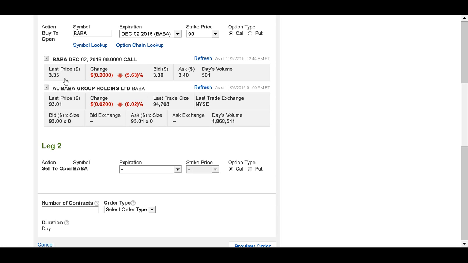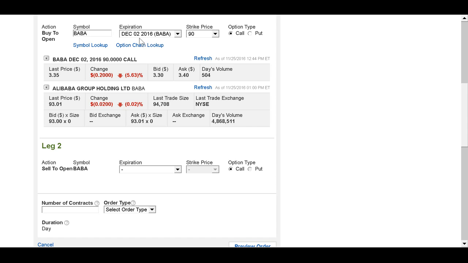You might buy it at $3.35 a share, and if Alibaba stock went up, it might go up to $4 a share, or $4.50 or $5 or even more. So you're paying 35 cents a share for the potential, the possibility, the hope that within the next week, before expiration or at expiration, the price of both Alibaba stock and your call option will go up.